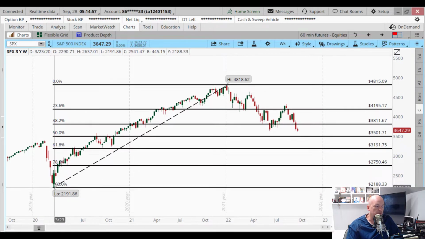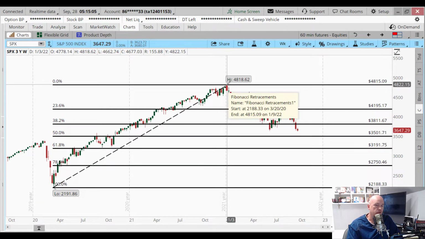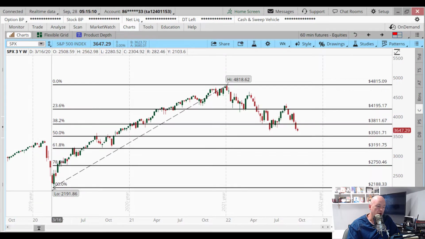So this would be utilizing the most recent big low to the most recent all-time high, a very reasonable place to draw our fib lines. And so the reason fib lines work, by the way, is because so many other people use them. So you want to use very common areas.